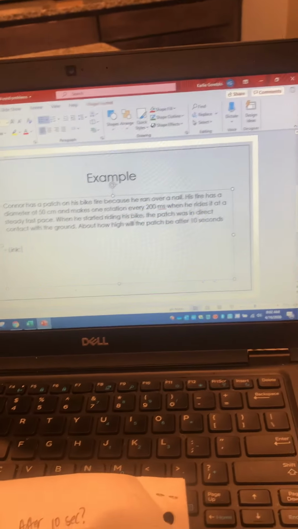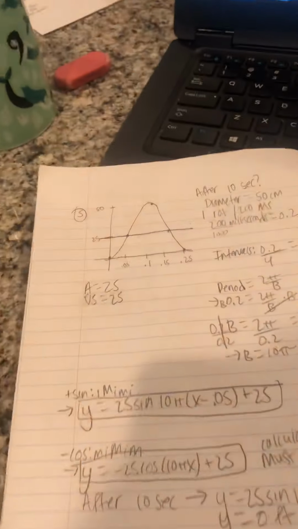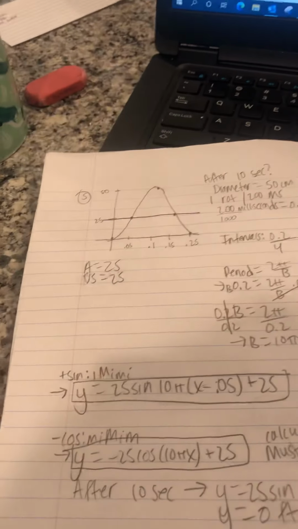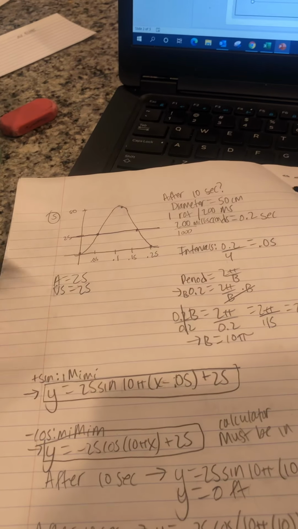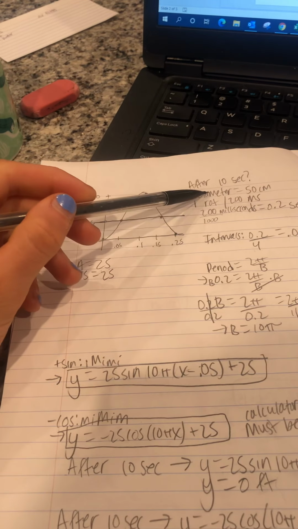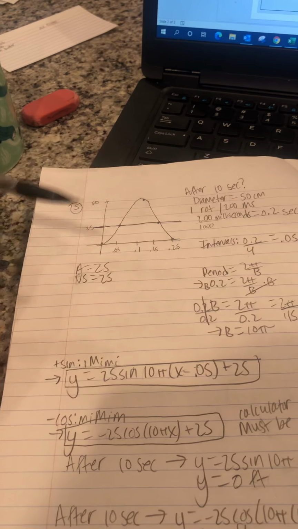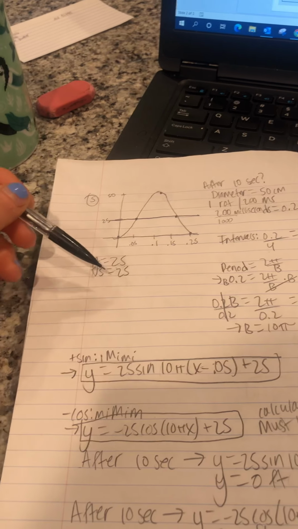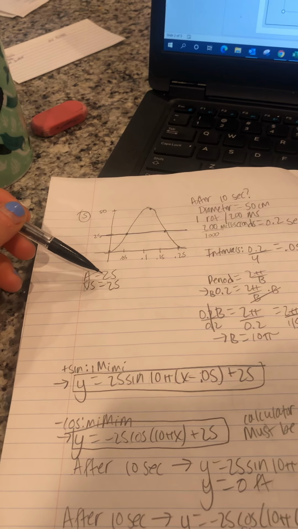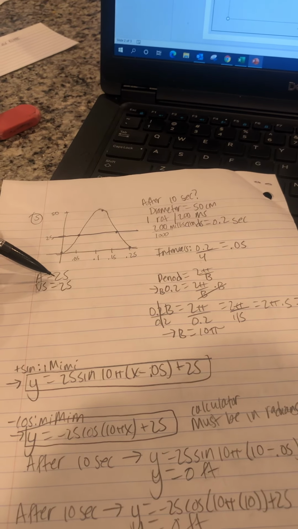So, with that, we're drawing a graph. When I drew this graph, first we need to find things. It tells me that my diameter is 50 centimeters. So if my diameter is 50 centimeters, that means my radius is 25. So if my radius is 25, that tells me my amplitude is 25. So whatever your radius is, that's your amplitude.